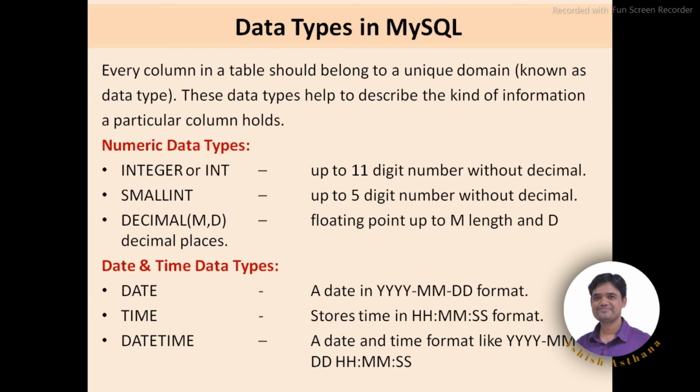Next category is date and time data types. The first data type in this category is date. The format of using this date data type is YYYY-MM-DD format. Next is time. The format is given in hours, minutes, and seconds. Next is datetime with year, month, date, and hours, minutes, and seconds. So this is the format of using this data type.